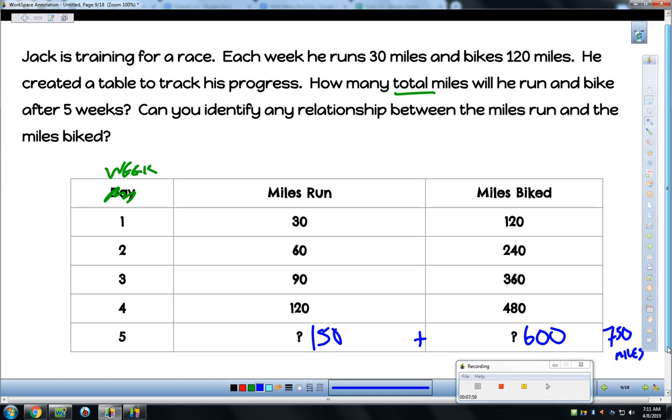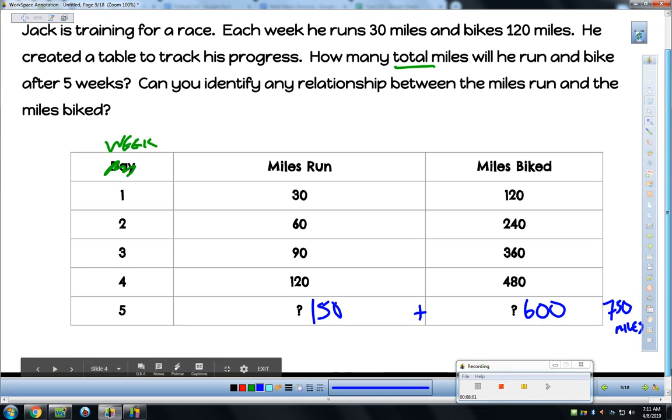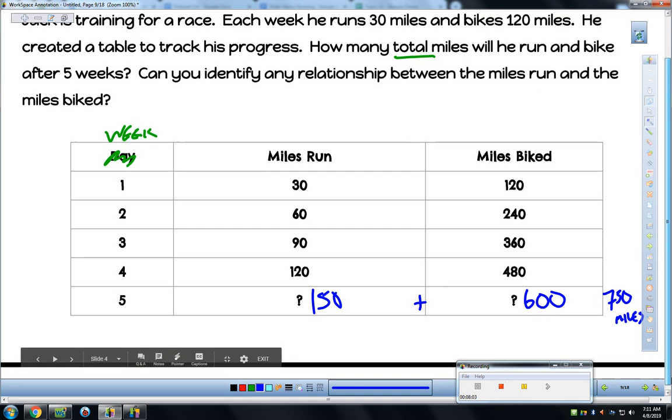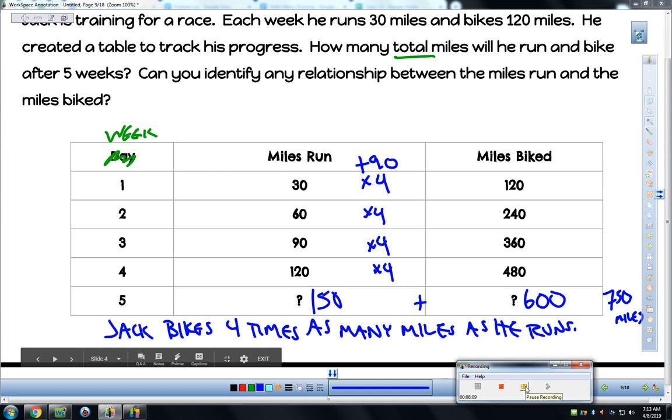The second thing you need to figure out is what's the relationship between miles run and miles biked? Pause the screen, find a relationship, and write a rule for us. When I first looked at this, I saw two different things. It could either be plus 90 or times 4, because 30 plus 90 is 120 and 30 times 4 is 120. But when I look at the second week, 60 plus 90 is only 150. So plus 90 doesn't work.